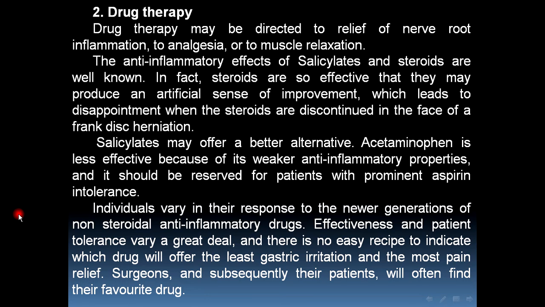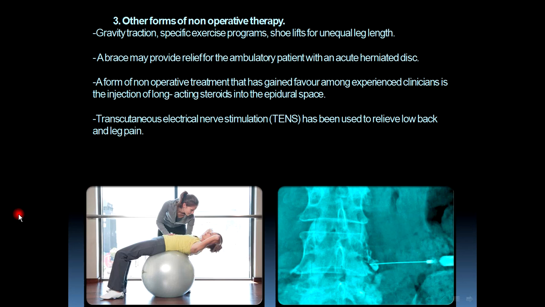So now we have the drug therapy. Drug therapy may be directed to relief of nerve root inflammation, analgesia, or muscle relaxation. The anti-inflammatory effects of salicylates and steroids are well known. In fact, steroids are so effective that they may produce an artificial sense of improvement, which leads to disappointment when the steroids are discontinued. Salicylate may offer a better alternative, and acetaminophen is less effective because of its weaker anti-inflammatory properties and should be reserved for patients with permanent aspirin intolerance.